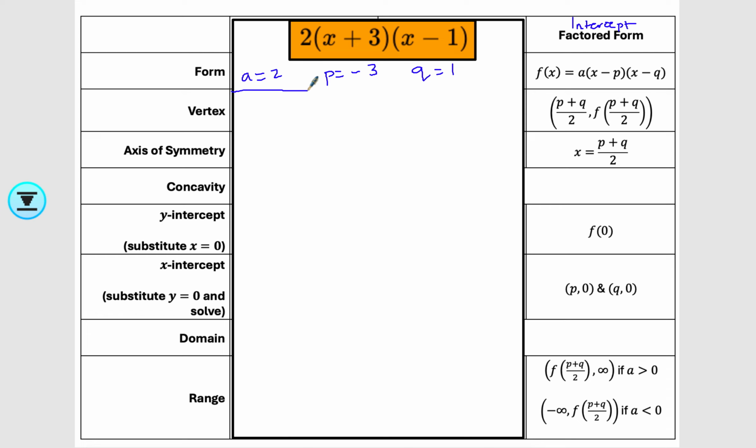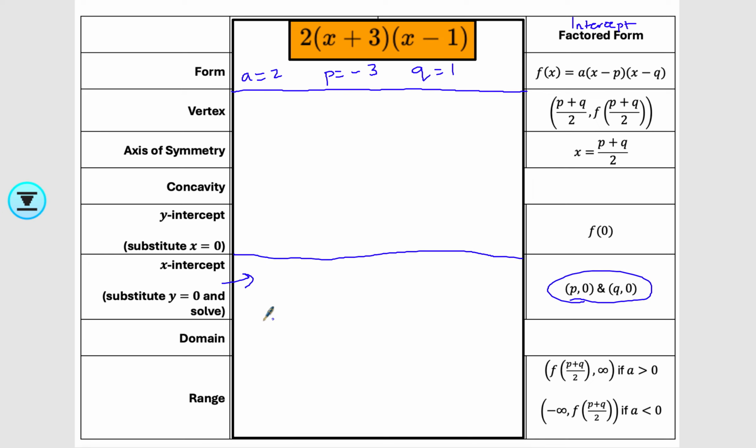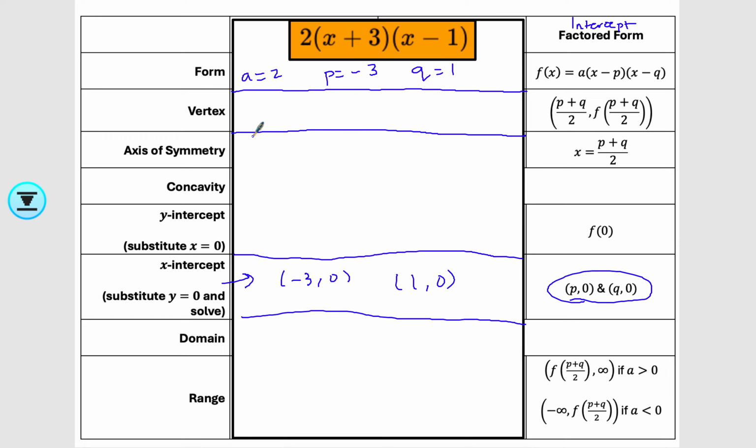Now, why is this called intercept form, and why do we use it? It's because it gives you the x-intercept. So when I come to this step, my x-intercepts are just P and Q. No need to do any of the work we've done before. So the intercepts here are just -3, 0 and 1, 0. So I've just directly taken these values. So this is why it's called intercept form. This is why it's useful to have all the three forms.